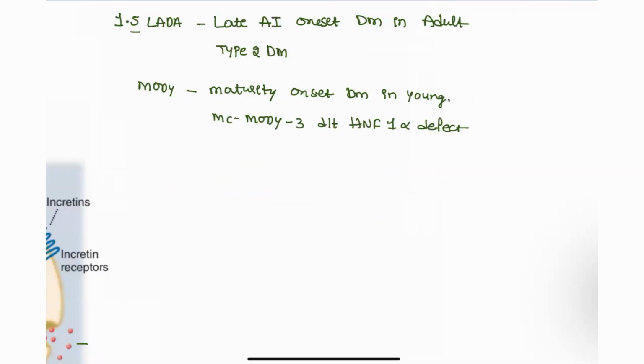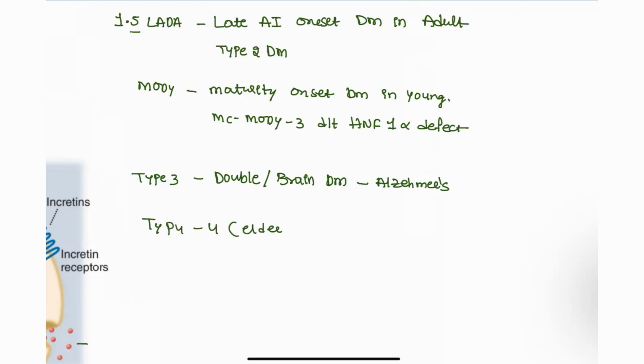Next, we also have type 3, which is brain diabetes mellitus, especially seen in those who are suffering from Alzheimer's. Next, we also have type 4 diabetes mellitus. This is seen in the elderly, especially more than 60 years of age. These patients will have fewer symptoms and fewer complications.